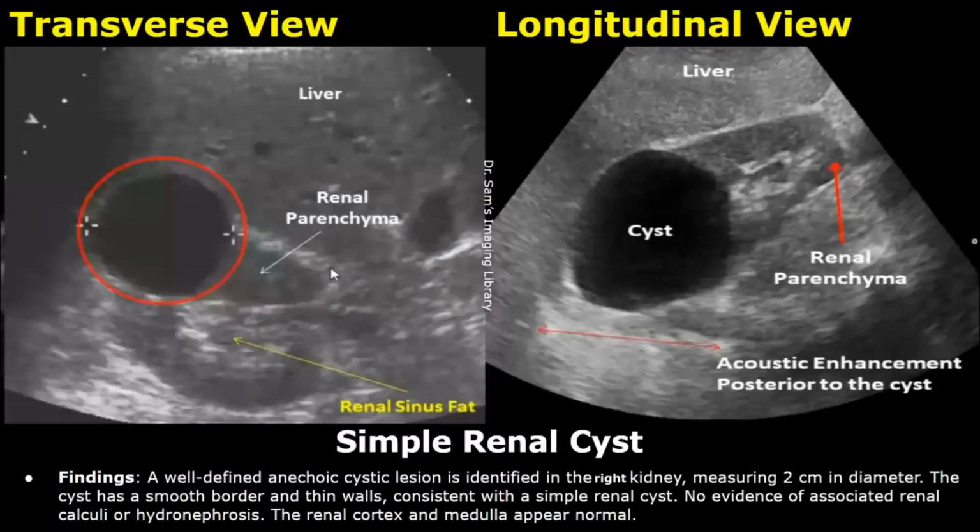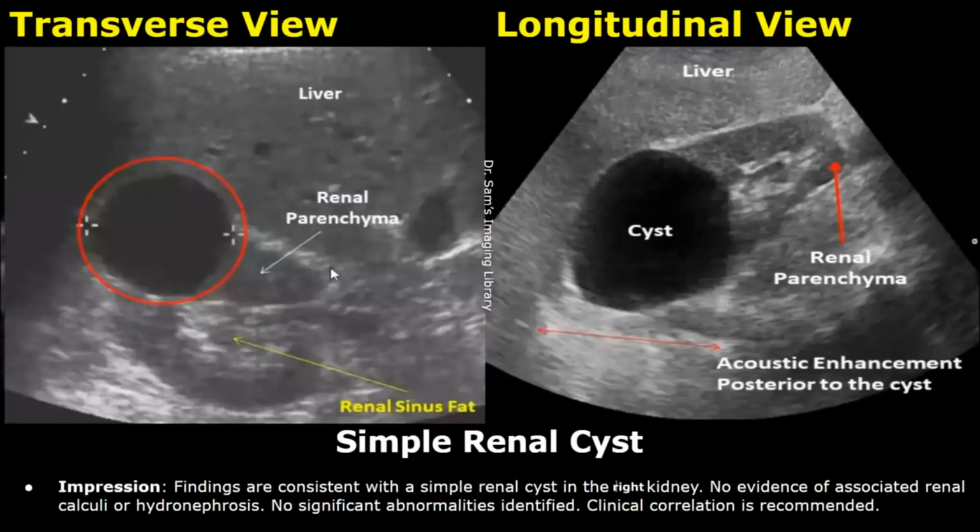These are the findings. You can write a well-defined anechoic cystic lesion is identified, and then you can write whether it is in the right or left kidney, and after that you can write the size of the cyst. Then you can write the cyst has a smooth border and thin walls consistent with a simple renal cyst. And then you can write about other abnormalities such as calculi or hydronephrosis. And in the end you can write about the appearances of the renal cortex and medulla.